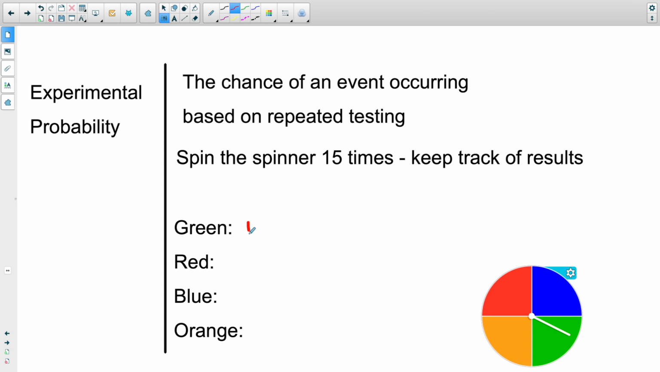We put a tally mark. Then we spin it again. 2. 3.